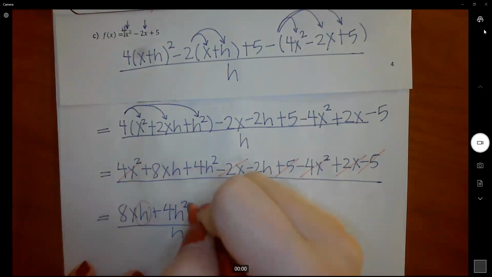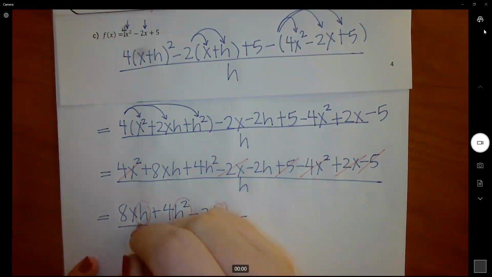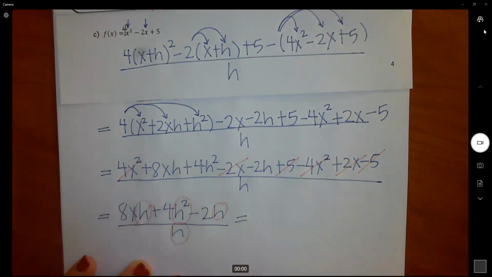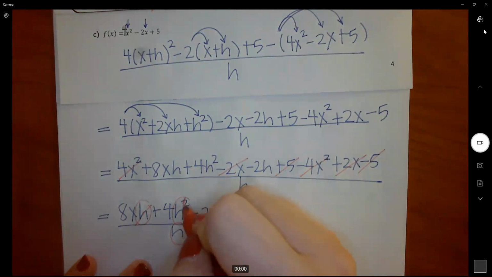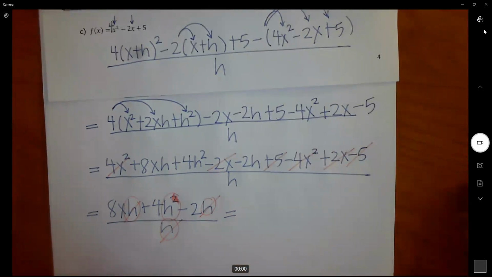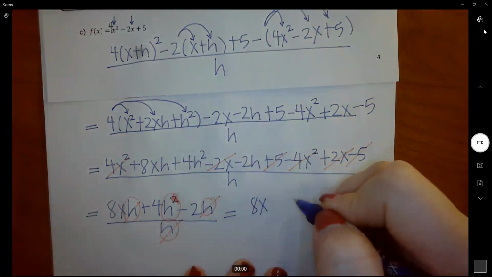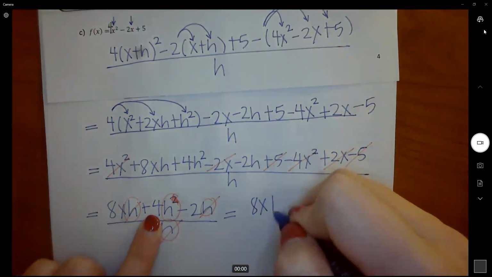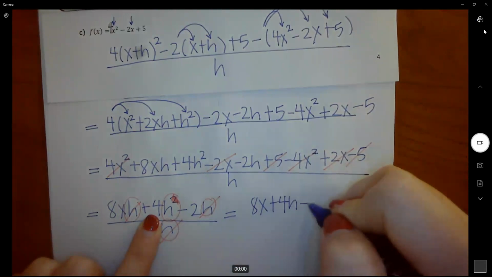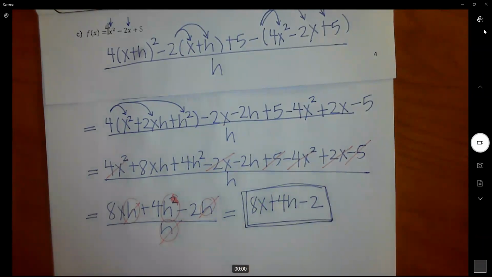Notice all 3 terms have at least one h. So they all lose one h. So when I lose one h here, my h's are gone. I have h squared. When I lose 1, I'm still left with 1 here. This one's gone and this one's gone. So my final answer is 8x plus 4h minus 2. And again, we could put that all over 1, but that's not necessary.